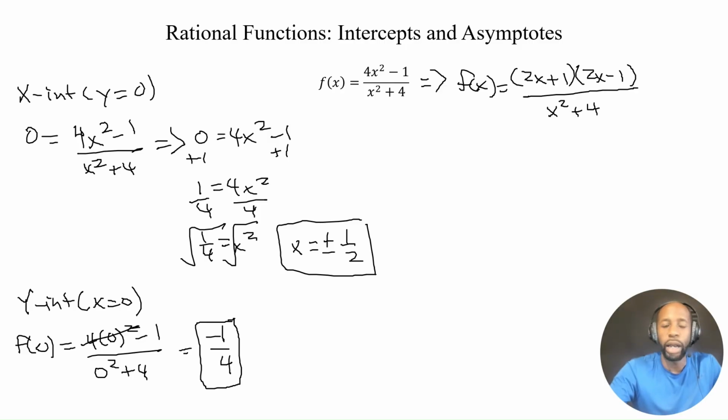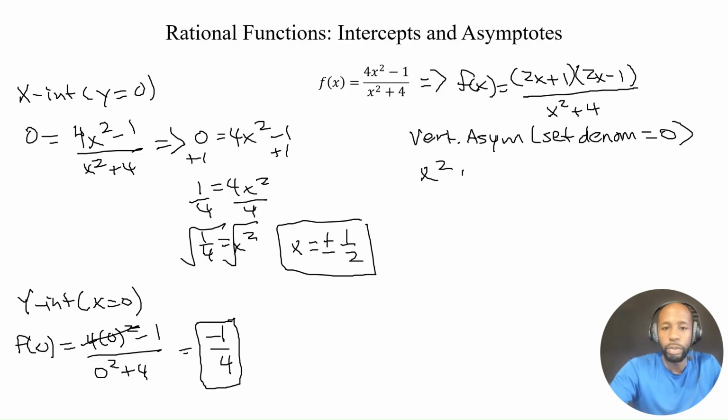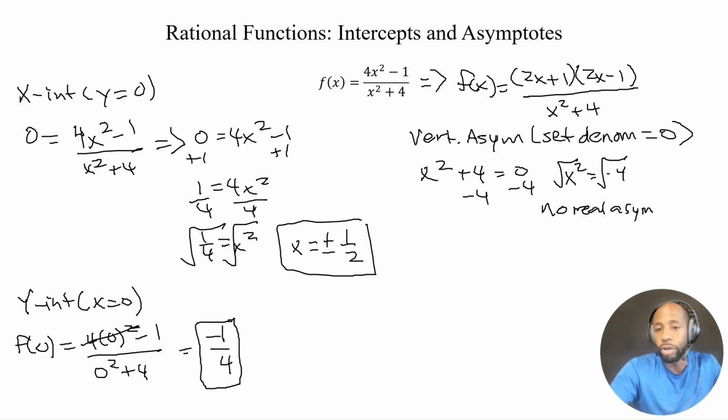Now, what about asymptotes? So what about vertical asymptotes? Remember, that's where we set the denominator equal to 0. So x squared plus 4 equals 0. Subtract 4 from both sides. Then you have x squared equals negative 4. Take the square root. And now we have what you would refer to as no real asymptotes. No real vertical ones, that is.